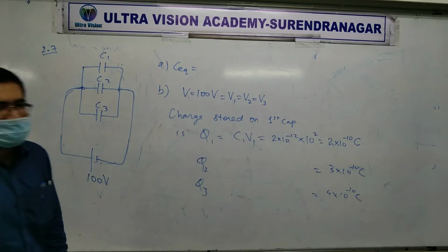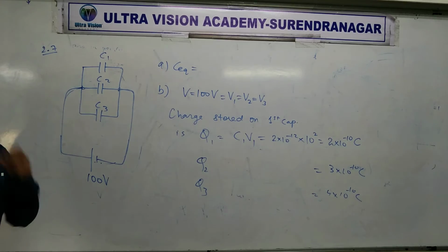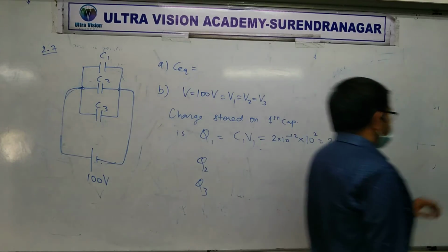Okay, how much will the total charge be? Total charge: 9 into 10 raised to minus 10. Understood? Q equal to Q1 plus Q2 plus Q3. Got it? Sure? Very good.